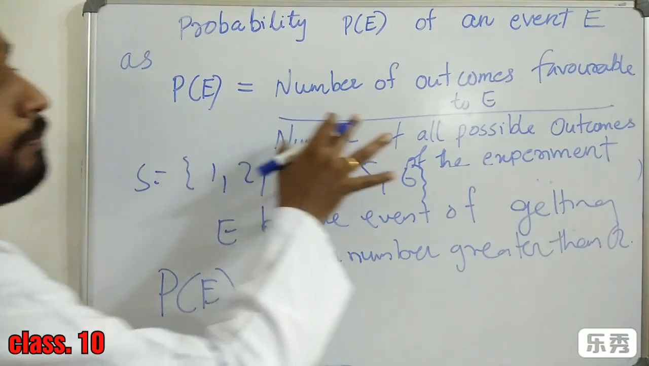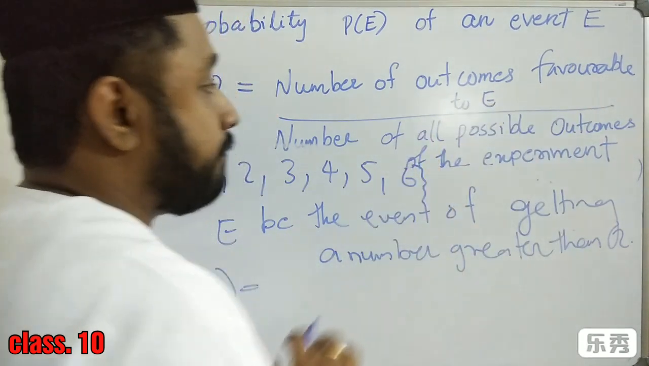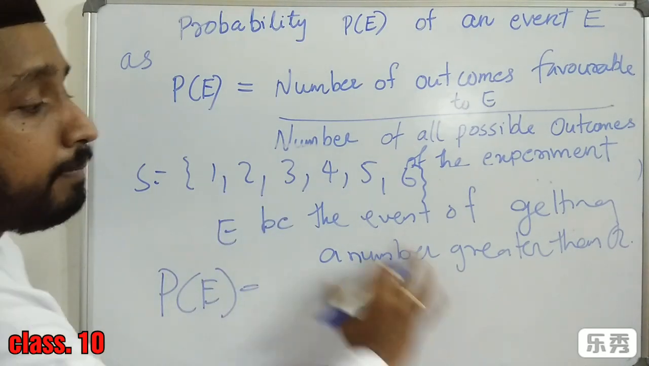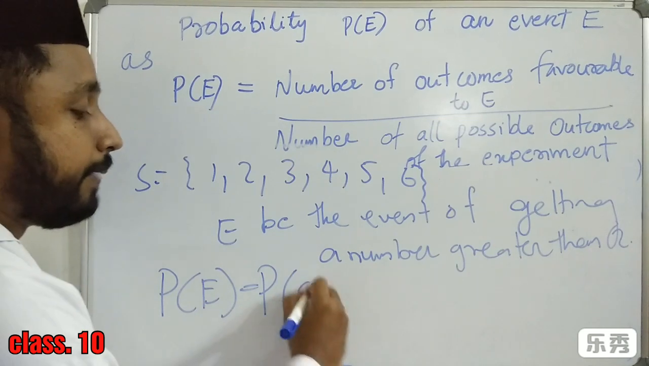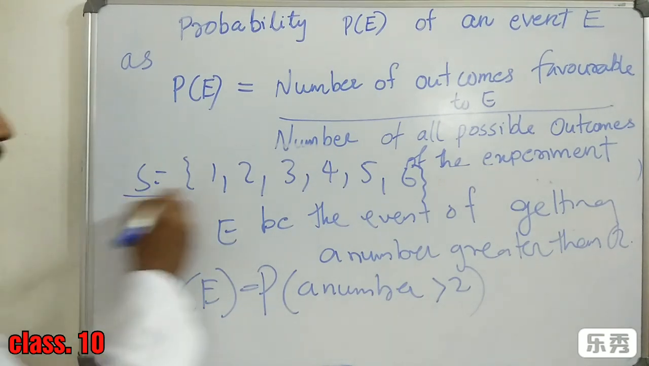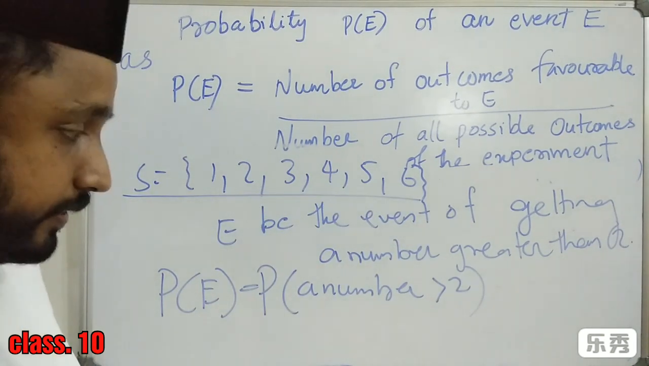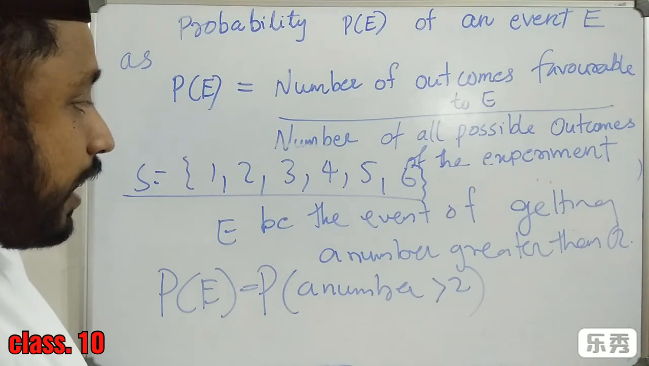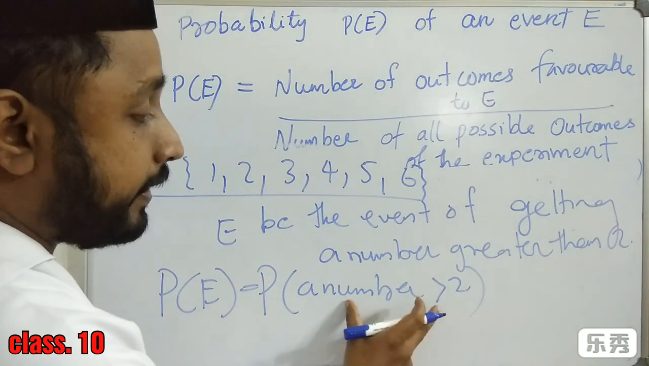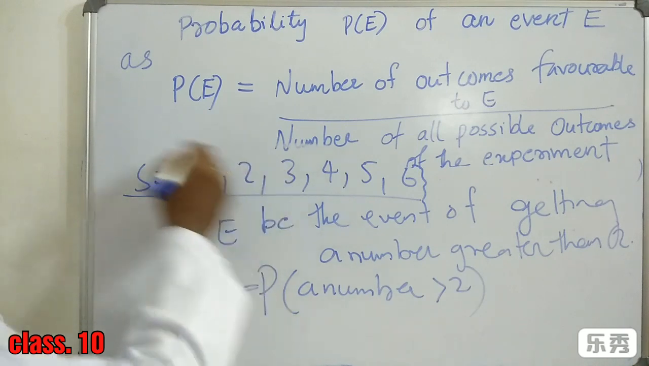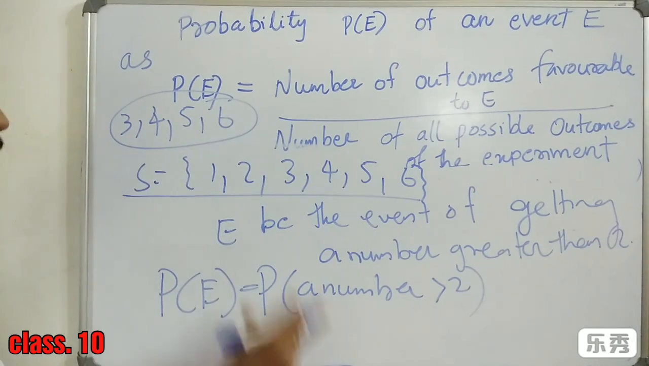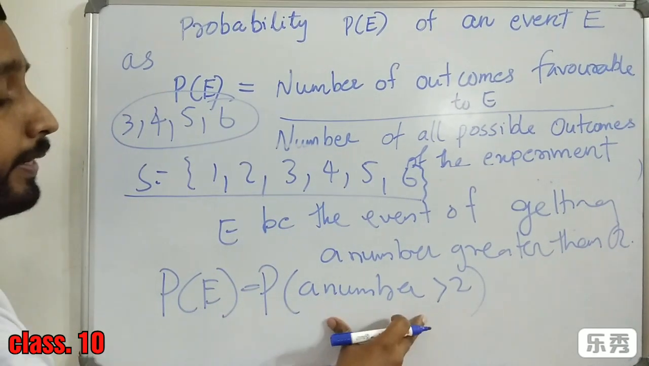Our formula is the number of outcomes favorable to E divided by the number of all possible outcomes of the experiment. Our question is the probability of getting a number greater than 2. Our sample space is 1, 2, 3, 4, 5, 6. A number greater than 2 means 3, 4, 5, 6. These are the numbers greater than 2.